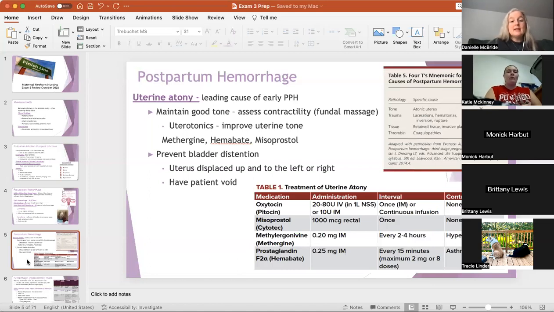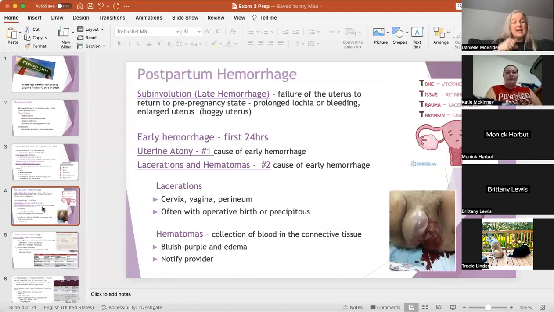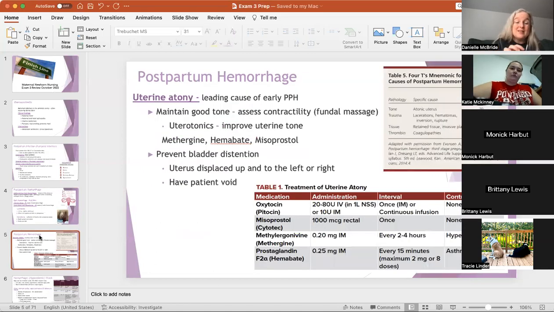Now with subinvolution, we're looking at the uterus contracting and staying contracted and going back down to its pre-pregnancy state. That is involution. With subinvolution, it's not doing that. We can see uterine atony here. We can see a boggy uterus. We can see prolonged lochia where it's staying rubra, but this is probably not hosing blood the way this is.